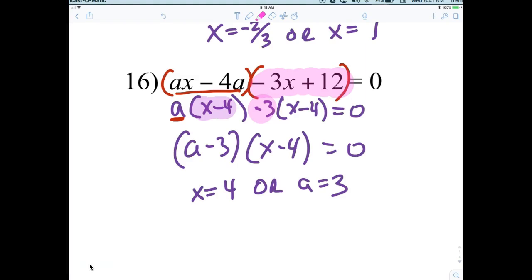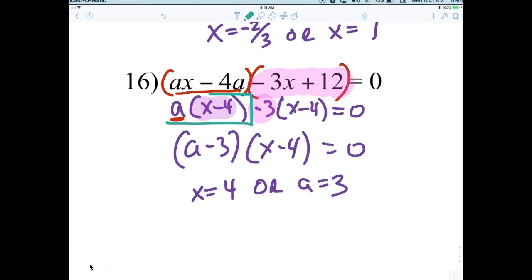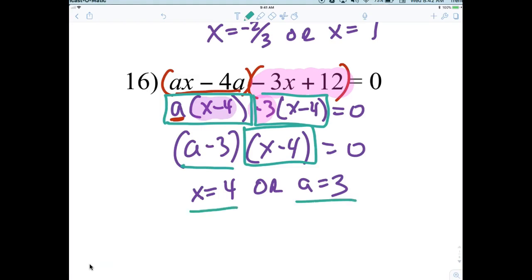Now, what is common with this and this? There's a common what? X minus 4. You agree with that? And then a minus 3 is left behind. Right? So now don't put x equals 4 and x equals 3. Put x equals 4 or what? x equals 3. All right?